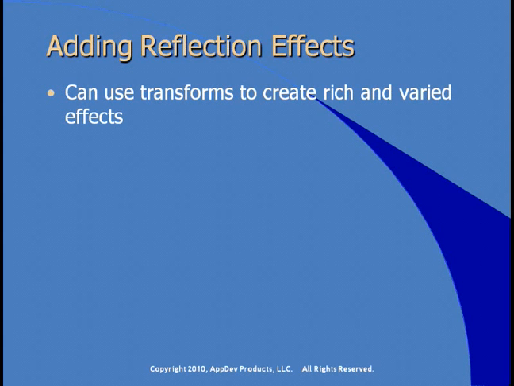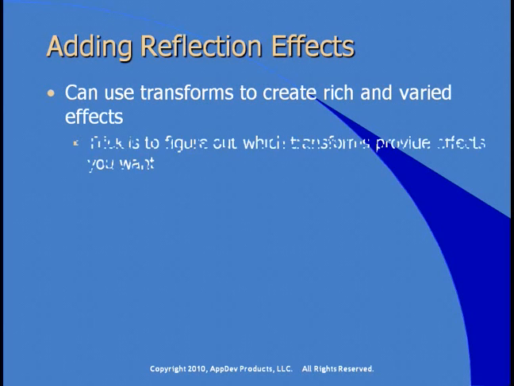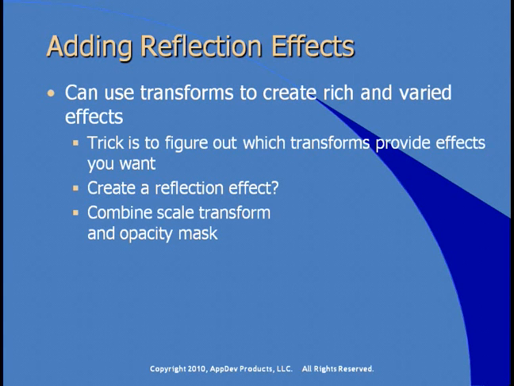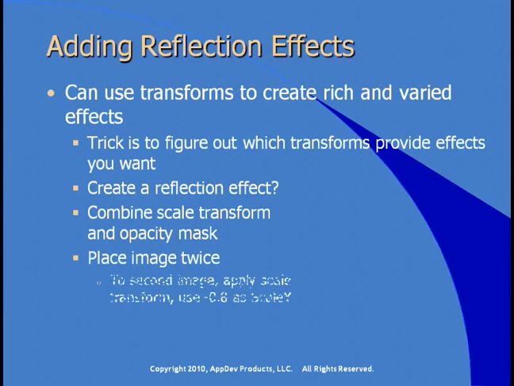You can use transforms to create rich and varied effects in your applications. The trick is to figure out which transforms provide the effects that you want. Say, for example, you want to create a reflection effect, make it look like an image is being reflected in water. To do that, you can combine a scale transform and an opacity mask. What you'll do is place your image twice, and to the second image apply a scale transform using 0.8, but negative, as the scale Y value. That flips it over and makes it 80% as tall as it was.